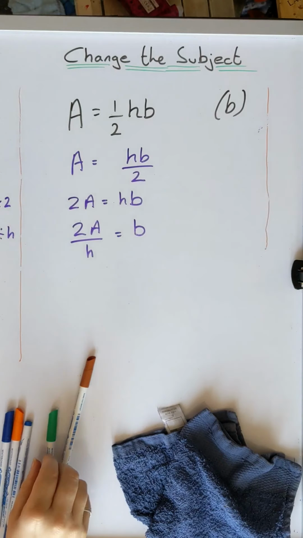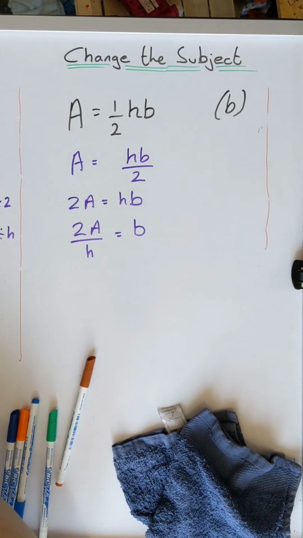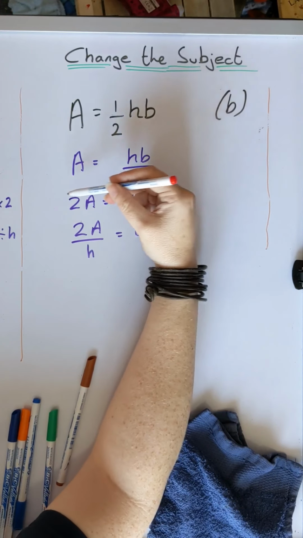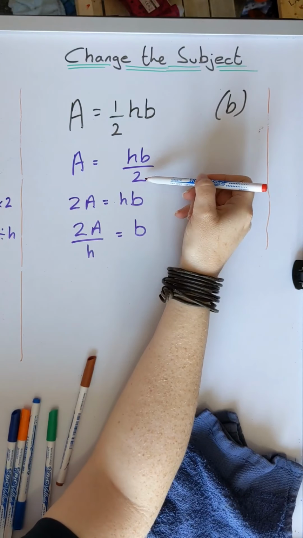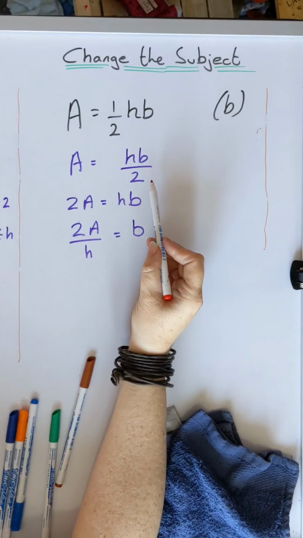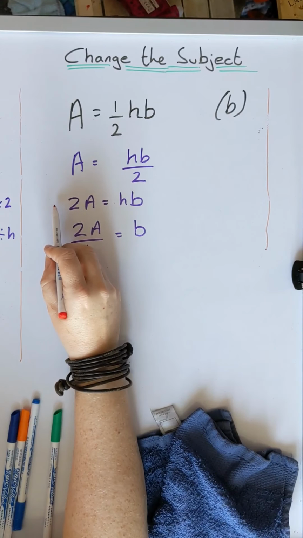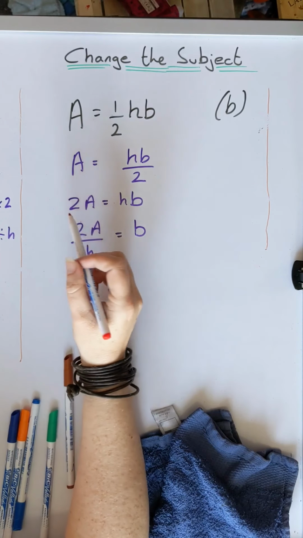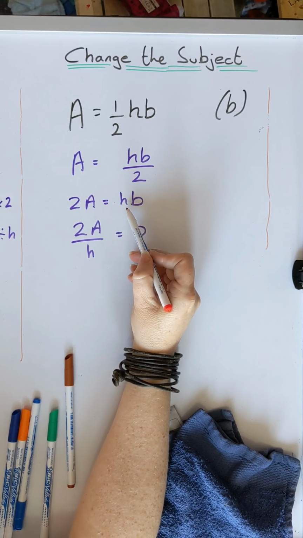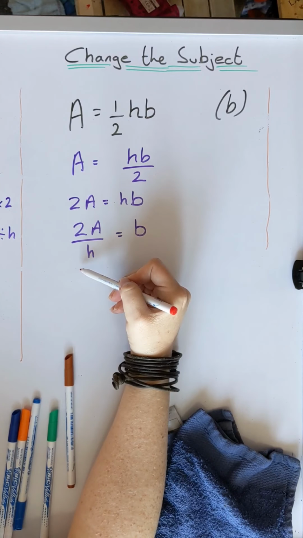Now as you get more confident with these, you start to see shortcuts. Here my 2 has gone straight across, so I could say changing side changes sign. So changing from this side being a divide by 2, it's gone to the other side to become a multiply by 2. So it always does the opposite function. And my H has gone from being a multiplier to a divider. So it changes side, changes sign.